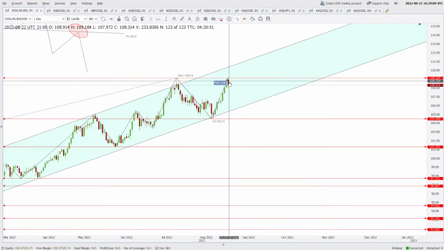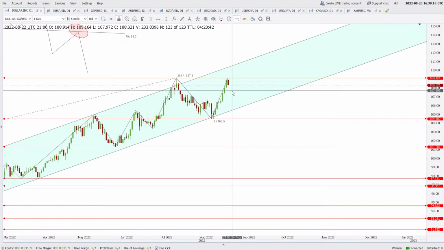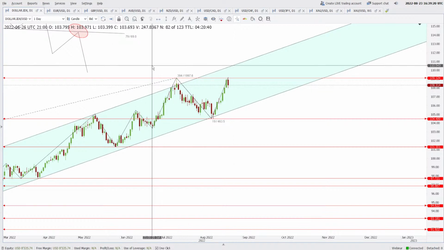Of course, if the candle closes below 108.06 levels today, or below 108 approximately, then we can say, okay, now the bears are trying to take control of the market. Okay, so that's it for the US dollar.